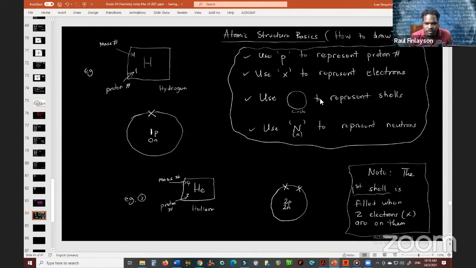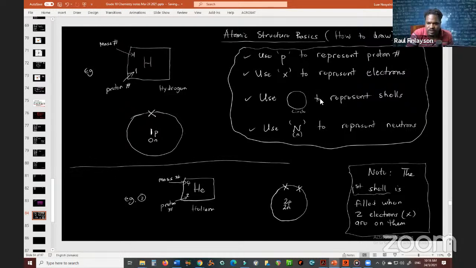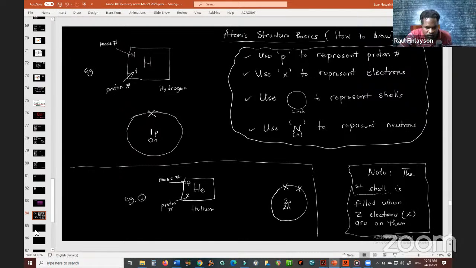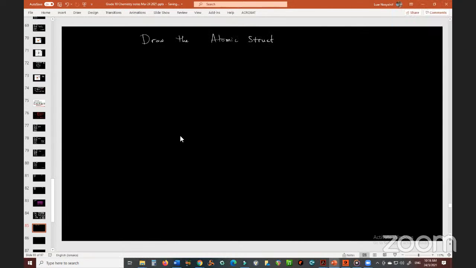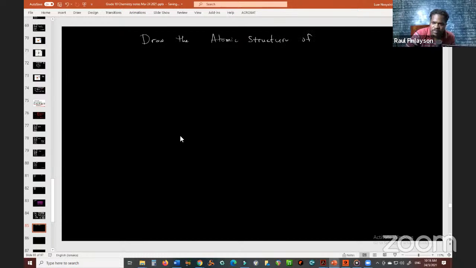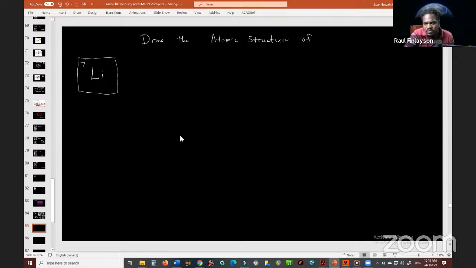And then examples here would be hydrogen first, then helium, the second one. The first shell is filled when 2 electrons are added. All right, so now, could you draw the structure of lithium? Yes, sir. Okay, I could draw it. So let's go with Li, and then let's put that in the periodic table, and it will be Li 7, 3.